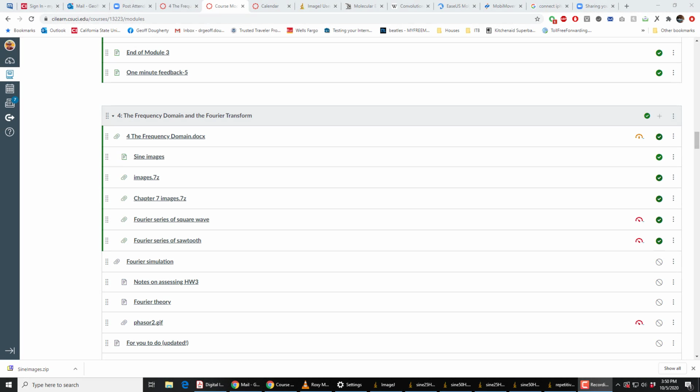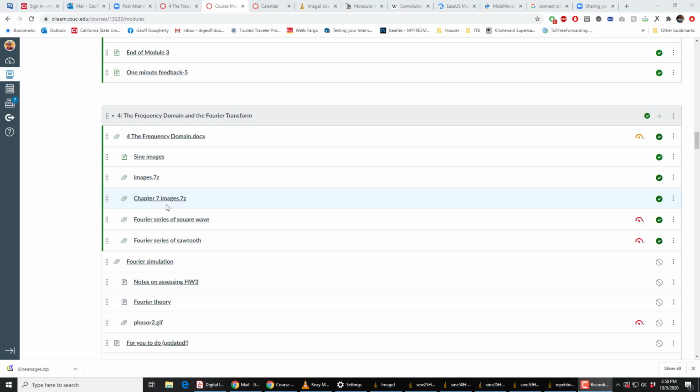Module 4 is about the Fourier series and the Fourier transform. You should be following it in chapter 7 of the book and Appendix A toward the end of the book. Now in Module 4, we'll be looking at this document here and working through that. But I also want you to download, as soon as possible, these 3 zip files and unzip them and place them in ImageJ images.